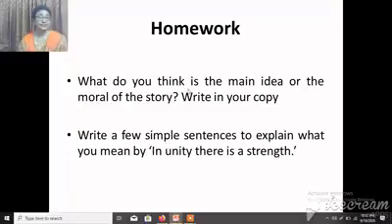What do you think is the main idea or the moral of the story? Write in your copy a few simple sentences to explain what you mean by in unity there is strength. That will be your homework.